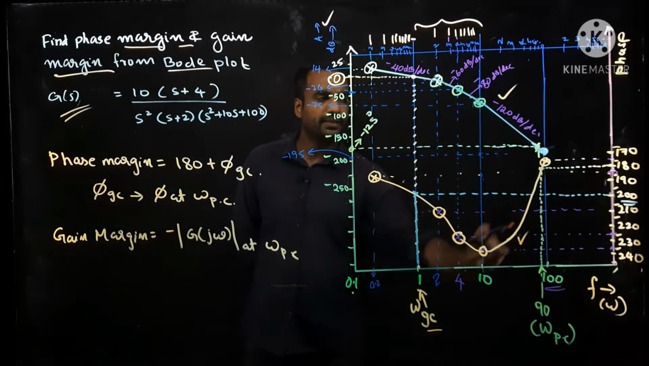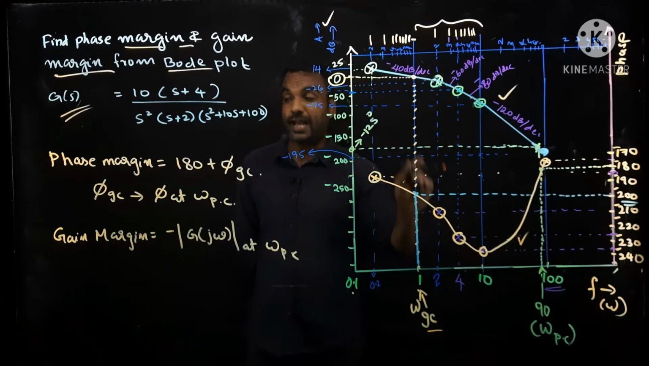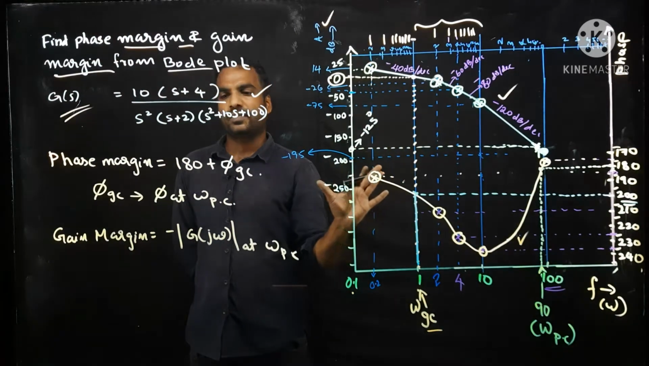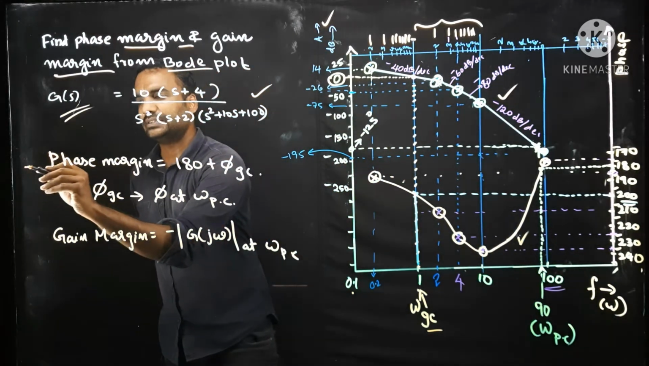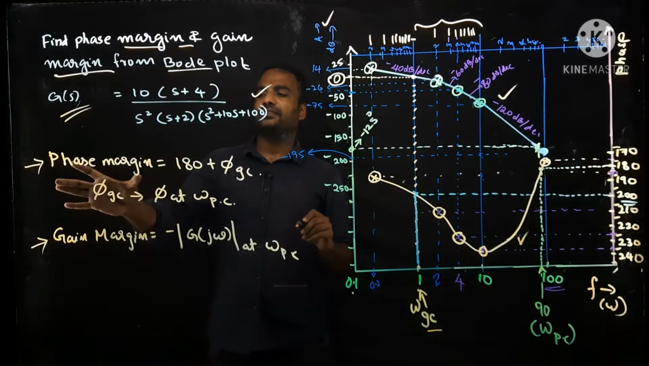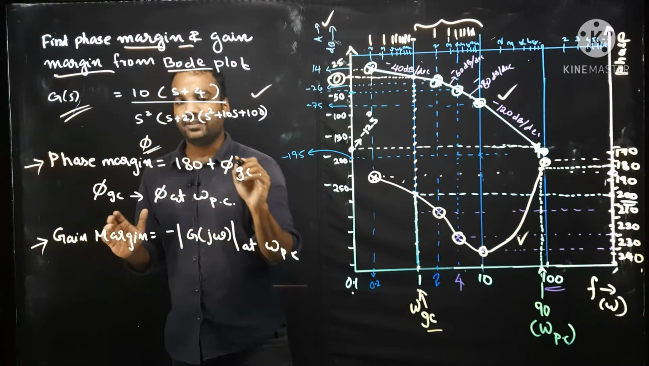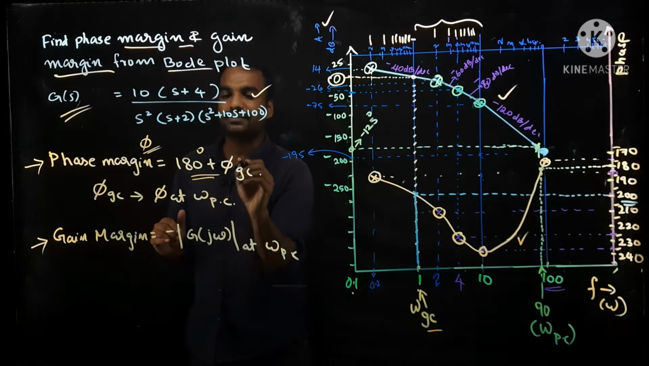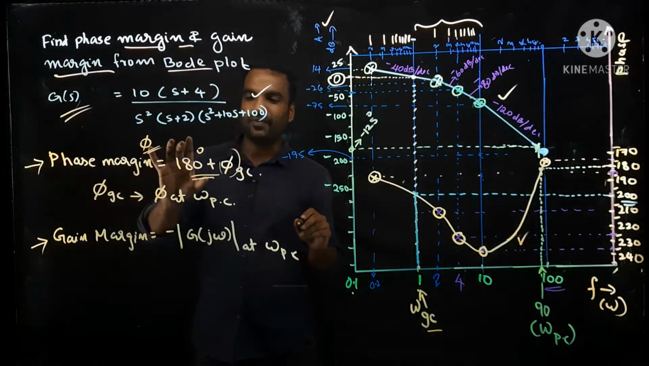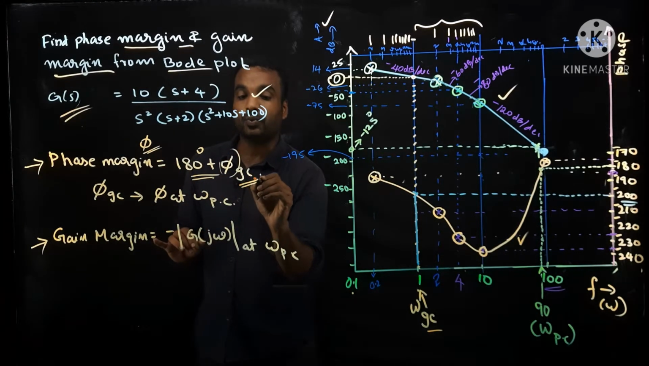Anyhow, now I have obtained the entire phase plot and the entire magnitude plot. So this is the question. Now I am going to check only how to find the phase margin and gain margin. Phase margin is a phase, it will be a degree. So it will be 180 degree plus some other degree. This some other degree will correspond to gain crossover.